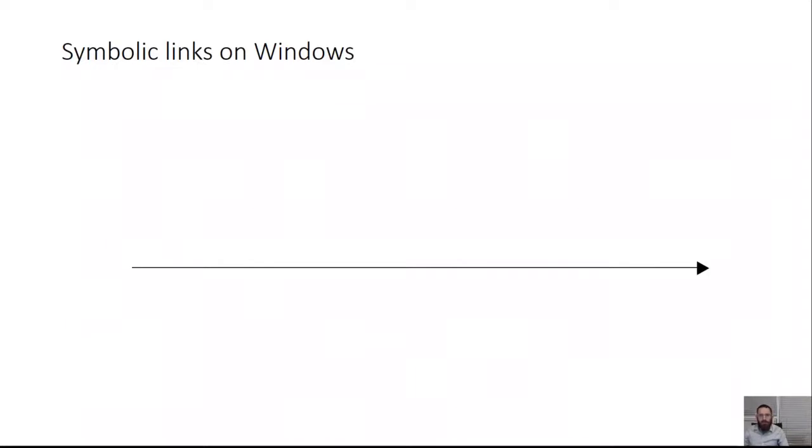Now, if the term symbolic link sounds familiar, it's because this concept has existed on Unix platforms for many years. On Unix, symbolic links are files that contain the path of the file they point to. So when the kernel tries to access the symbolic link, it will parse the value in the symlink file, followed by following the symbolic link's path.